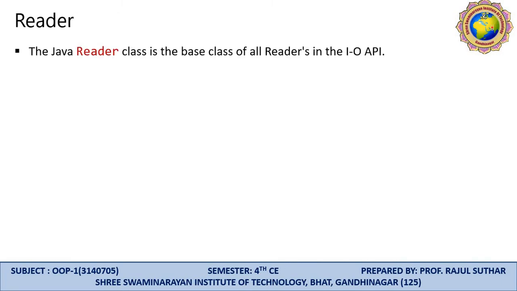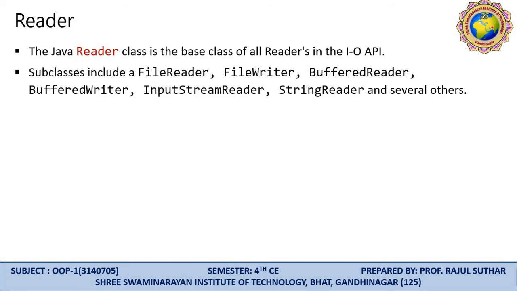Reader. The Java Reader class is the base class of all readers in the IO API. Subclasses include FileReader, FileWriter, BufferedReader, BufferedWriter, InputStreamReader and StringReader, as well as several other methods for reading particular files or writing files. Here is a simple Java IO Reader example.